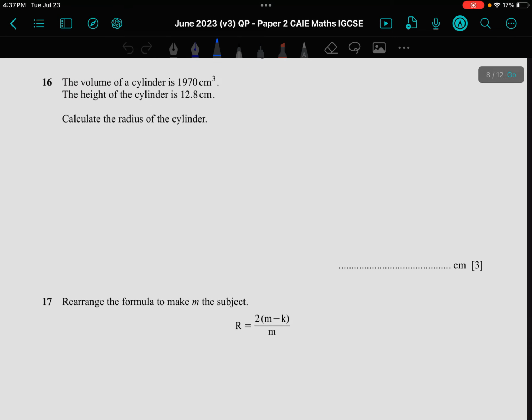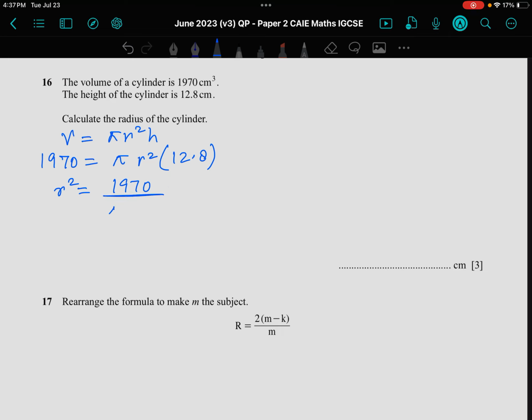The volume of a cylinder is 1970 centimeter cube. The height of the cylinder is 12.8 centimeter. Calculate the radius of the cylinder. What is the volume of the cylinder? Formula is pi r square h. Putting the values, 1970 is equal to pi, r we have to calculate, h is given as 12.8. That means r square is equal to 1970 upon pi into 12.8.